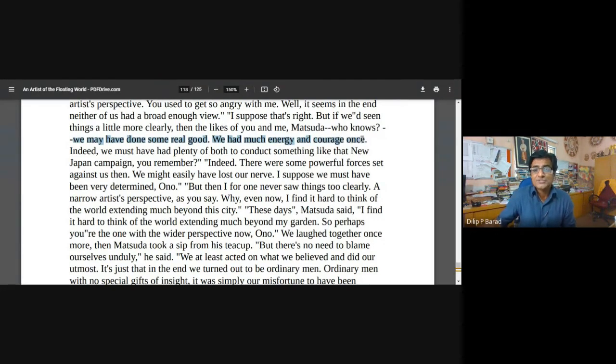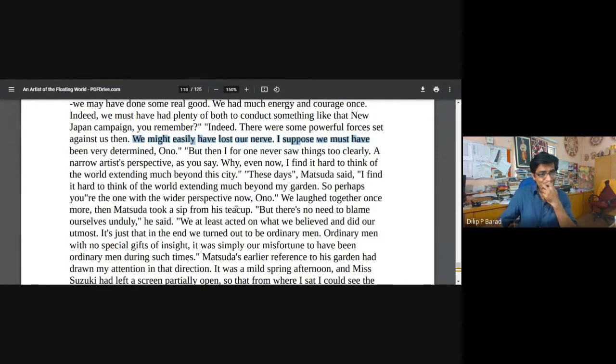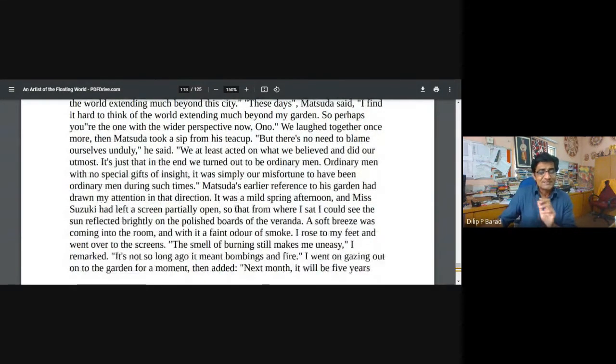We had much energy and courage once. Indeed, we must have had plenty of both to conduct something like the New Japan campaign. You remember? Indeed, there were some powerful forces set against us. We might easily have lost our nerve. I suppose we must have been very determined also. So this is what, in the last part, he says about our vision.